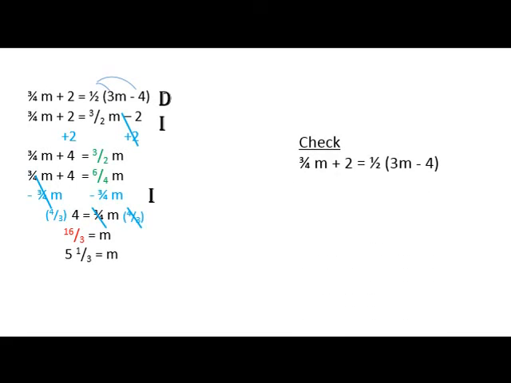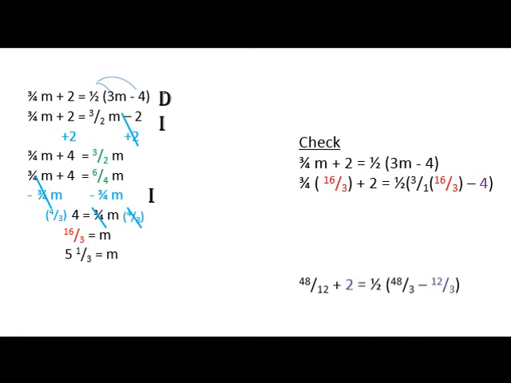Now let's check our work. I don't want to put in 5 1/3 as a mixed number, so I'm going to input 16/3, the improper fraction. This looks kind of crazy, but notice I've put parentheses around each place where I replaced 16/3 for m. Now I'm going to multiply. 3 times 16 is 48. For the denominator, 4 times 3 is 12.